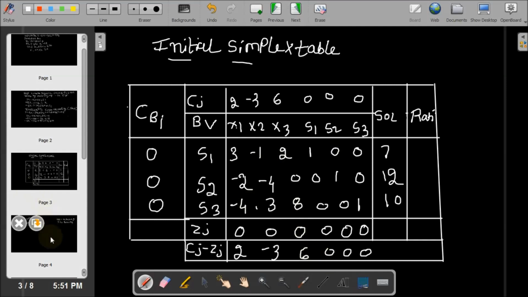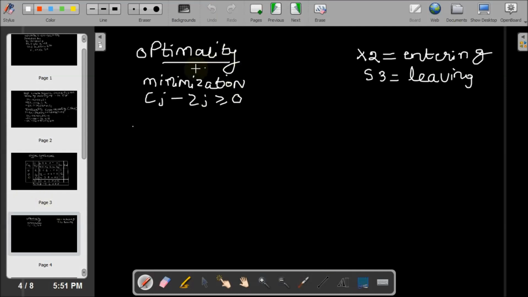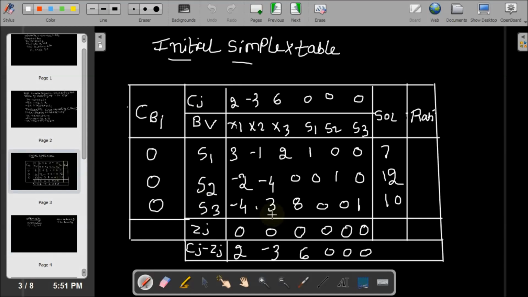So what is that optimality condition? For a minimization problem, all the values of Cj minus Zj should be greater than or equal to 0. Sorry, this is a minimization problem, right? So for a minimization problem, the optimality condition is Cj minus Zj greater than or equal to 0. Now we have to test that Cj minus Zj is greater than or equal to 0.